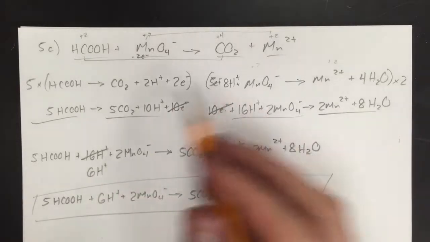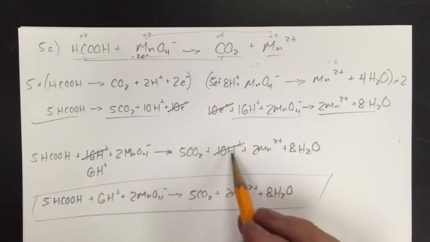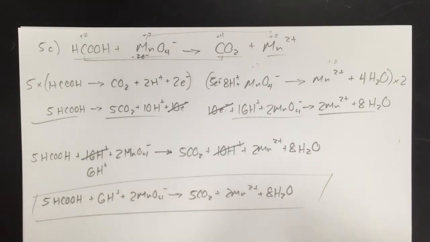Now that's balancing it in acidic solution, and that's why we had H pluses. It's okay to have H pluses because it's in acidic solution. These are available, or they are able to be produced in there. Now to do it in basic solution, it's just one extra step. So let's do number 5A, which we had been doing in class.